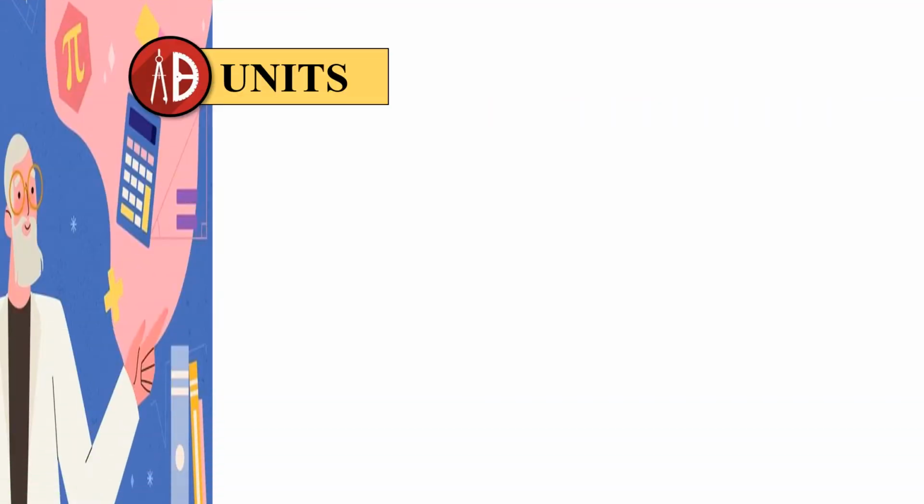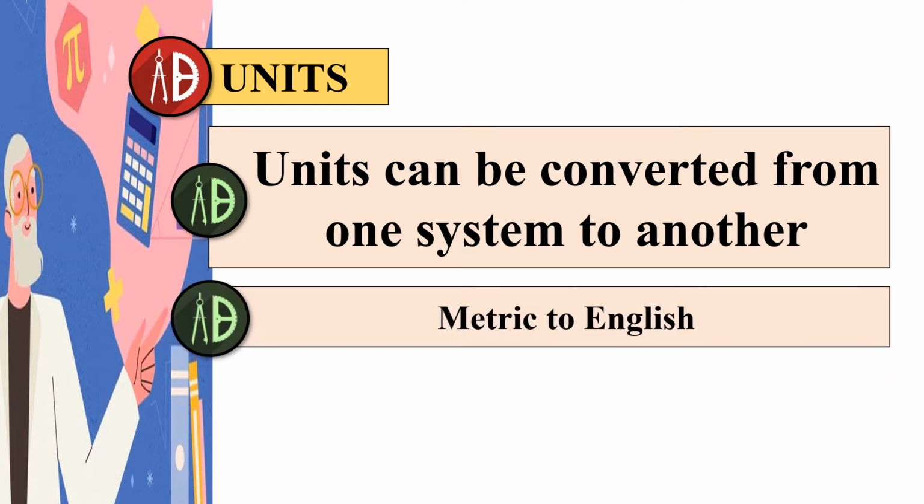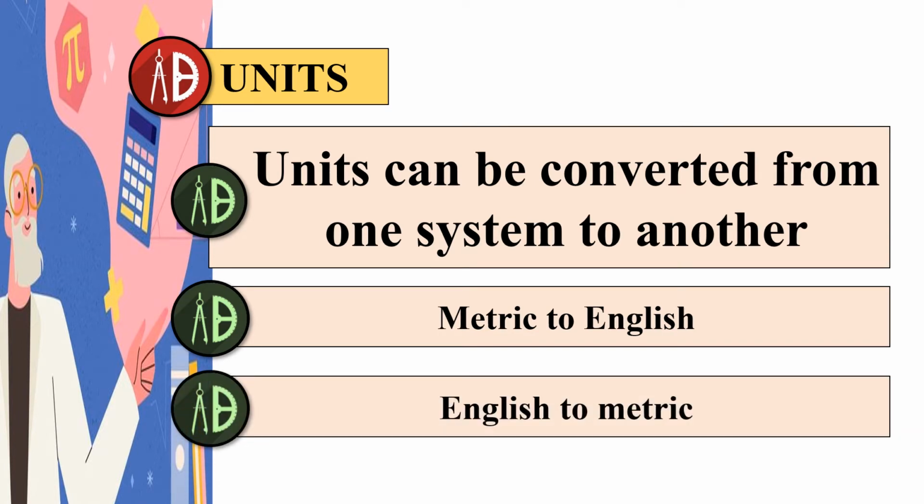Today we will continue our discussion about units. We have already discussed several examples on how units can be converted within one system. Now, we will proceed with converting from one system to another. Units can be converted from metric to English and from English to metric.